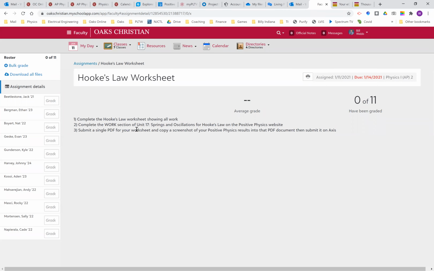Number 2, complete the work section of Unit 17, Springs and Oscillations for Hooke's Law on the Positive Physics website. Submit a single PDF for your worksheet and a copy of the screenshot of your Positive Physics results on that PDF document and put it on Axis. All right, so that's your steps, and then I will check it out here. Any questions about what to do?